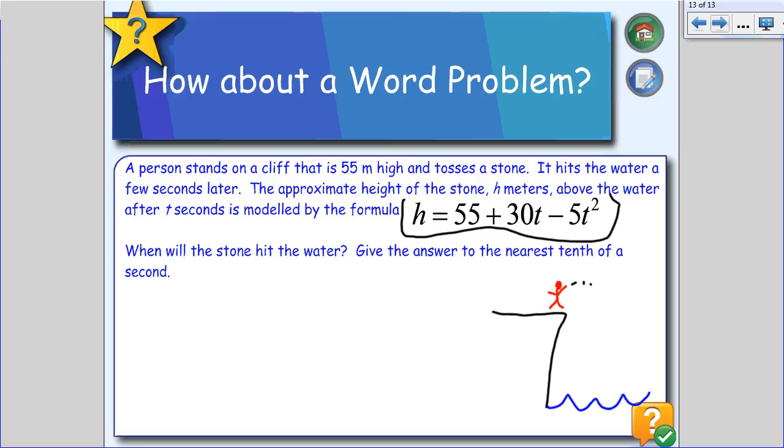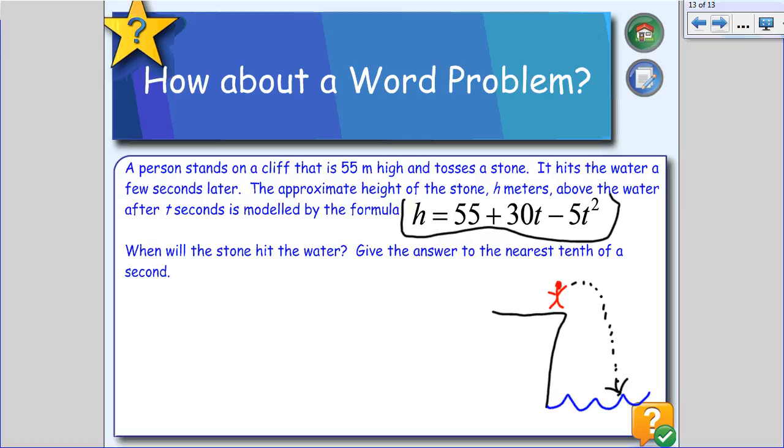The approximate height of the stone above the water after T seconds is this ugly equation. So the height of the stone after some amount of time. When will the stone hit the water? Give the answer to the nearest tenth of a second.